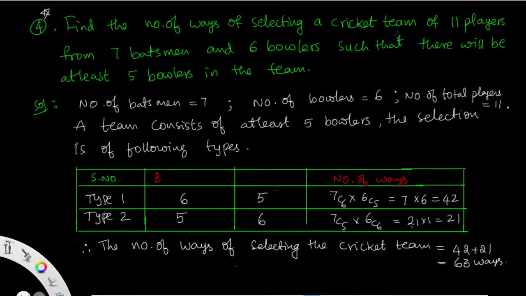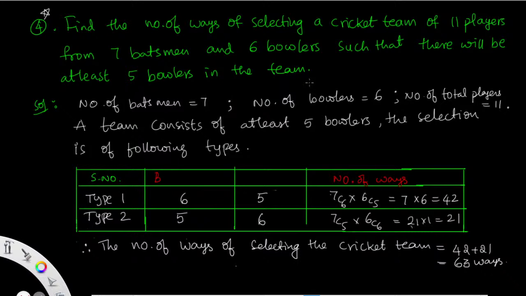So, to form a committee team of cricket players, the team contains 11 players. Out of the 11 players, there are 7 batsmen and 6 bowlers, such that there will be at least 5 bowlers in the team. It is compulsory to have at least 5 bowlers in the team. The number of batsmen is 7, the number of bowlers is 6, and the total number of players in the cricket team is 11. But the question gives the condition that there must be at least 5 bowlers in the team.